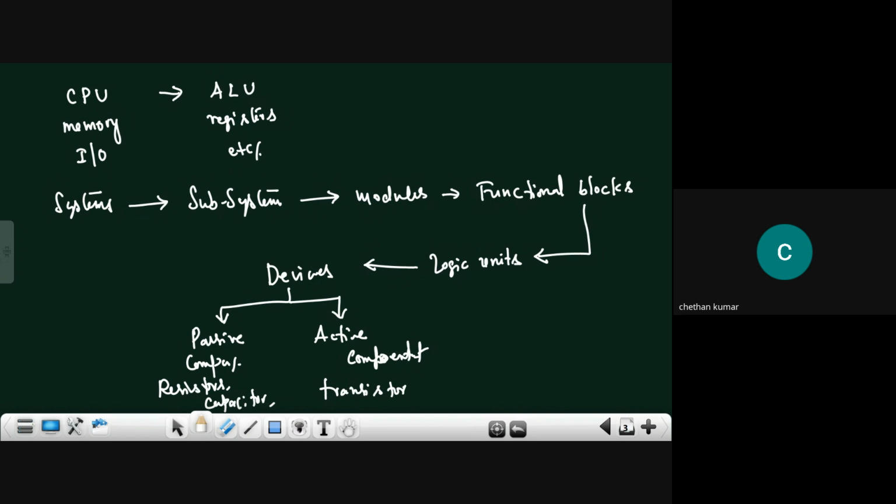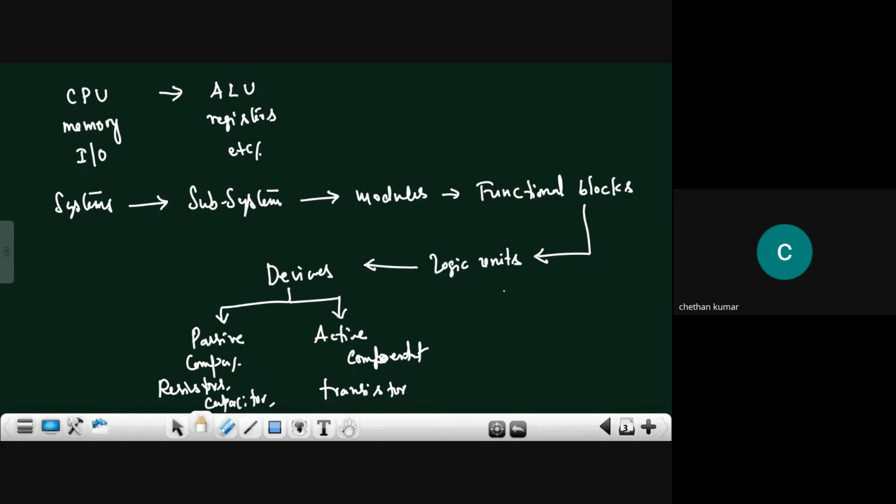Correct? So to build a system, basically what you need? You need active and passive components. Using these active and passive components, you can build devices like logic units. These are the devices. Using these devices, you will build the what? Gates. Gates are used to build the what? Functional blocks. Functional blocks are used to build the what? Modules. Modules are used to build the what? Subsystems. Subsystems are used to build the what? Systems.